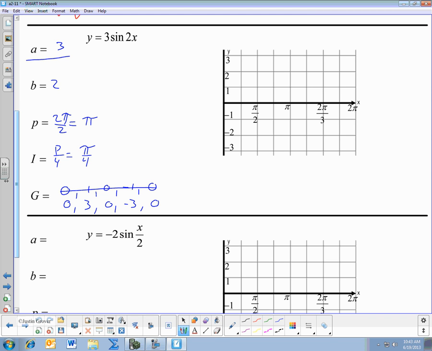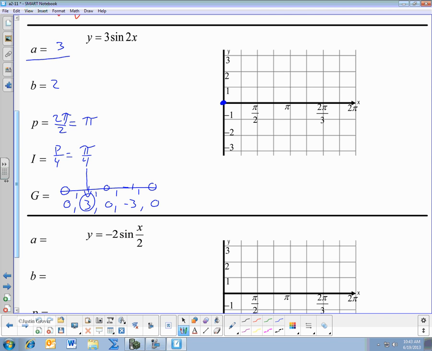So I start for sine at 0 at the origin. The only time that would change is if I had some sort of shift, like a vertical shift or a horizontal shift. We'll talk about that later, though. And then I use my interval. Now, my first interval of pi over 4 is 3. So at pi over 4, I have 3.